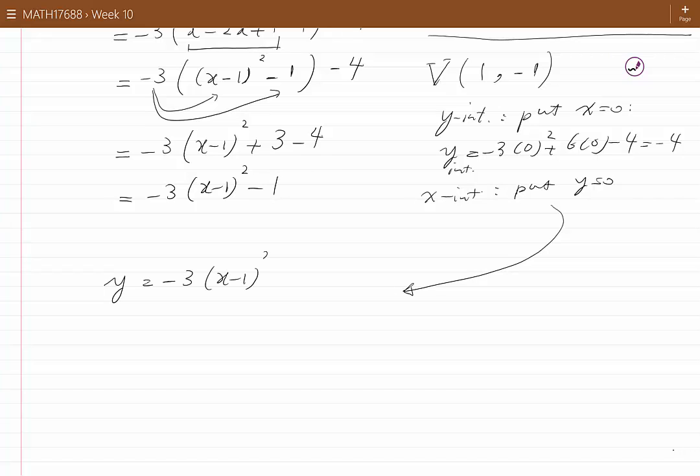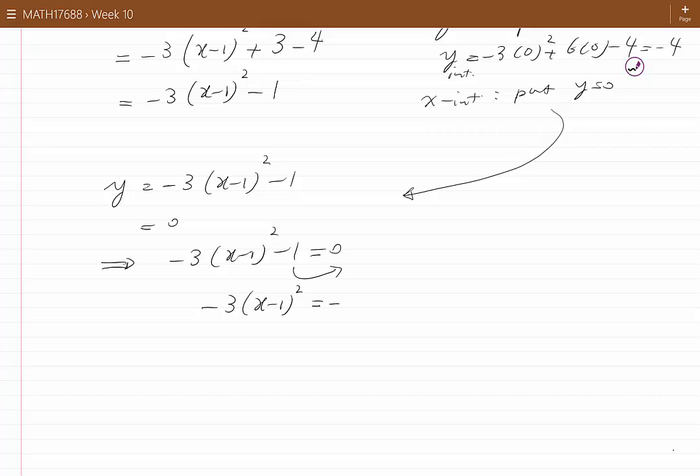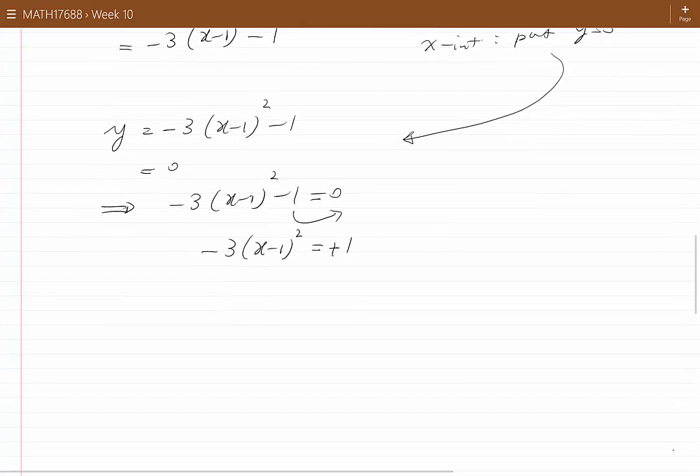y is equal to minus 3 (x minus 1) squared minus 1. If you put it equal to 0, you can see that minus 3 (x minus 1) squared minus 1 is equal to 0. Now take minus 1 to the other side and you would have minus 3 (x minus 1) squared is plus 1. And divide both sides by minus 3. You would have (x minus 1) squared is 1 divided by minus 3, which is minus 1/3.